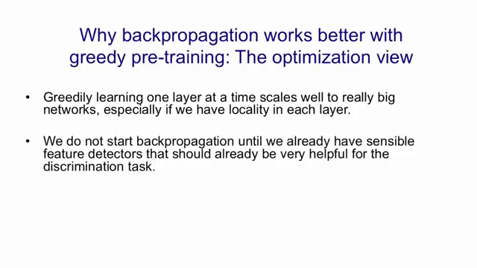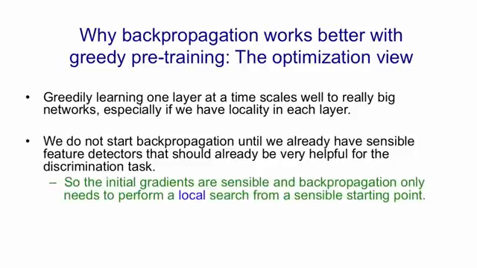When we do pre-training, we don't start backpropagation until we've already learned sensible feature detectors. And these feature detectors should be very helpful for discrimination. So the initial gradients are much more sensible than if we use random weights. And backpropagation doesn't need to do a global search. It just needs to do a local search from a sensible starting point.